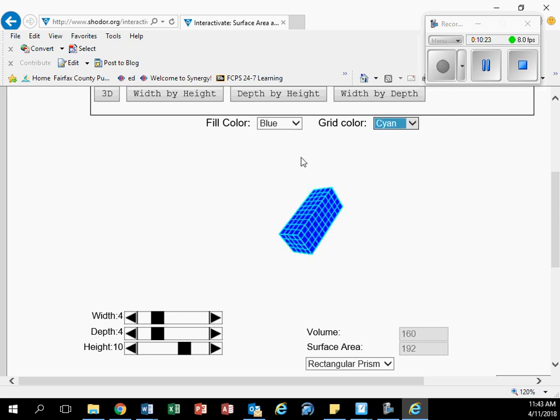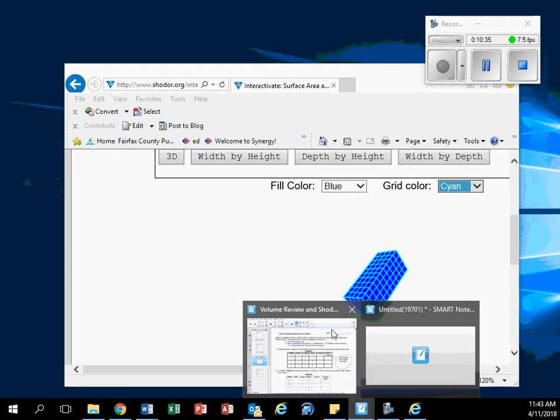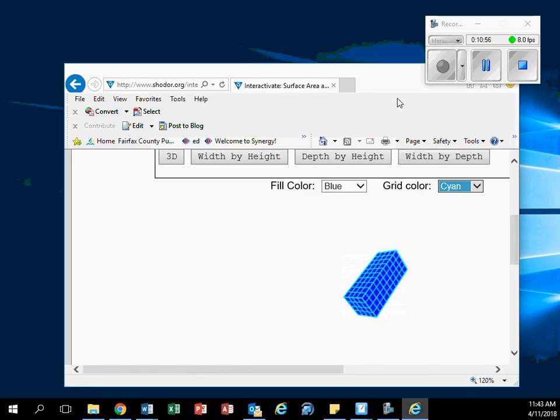I'll stick with this. All right, so now what we're going to do is we're going to be changing back and forth between this and our, where is it at? Smart Notebook to help fill this out. So you guys can see here that we're going to be dealing with table A right now. And with table A, we want the lengths to be 2, 2, and 4. As you can see on the Shodor website, the length is not there. It's replaced by the word depth. So we'll do 2, 2, and 4. Okay. So we'll come here.